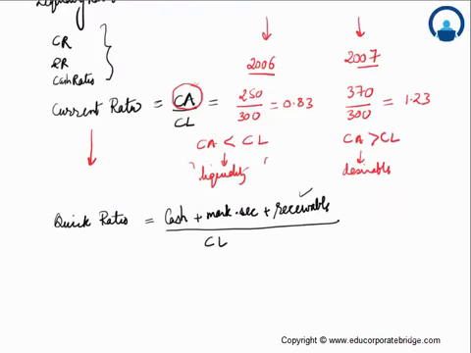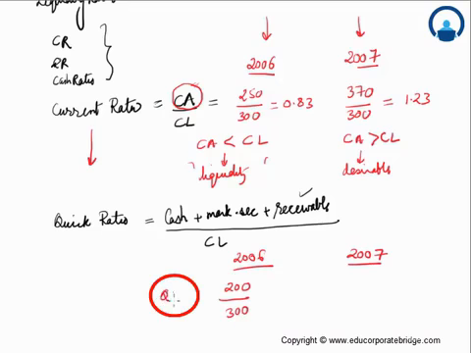So let me write this formula for 2006 and 2007. The formula here is 200 by 300. These are the quick ratios. This comes out to be 0.67, and for 2007 it is 300 by 300. So this comes out to be 1.0. As we can clearly see, the quick ratio for 2007 is much better than the quick ratio for 2006. So the company is actually undergoing an improvement in terms of liquidity measures.